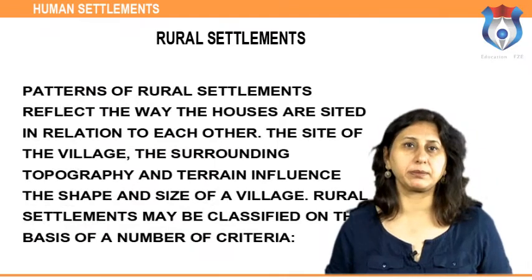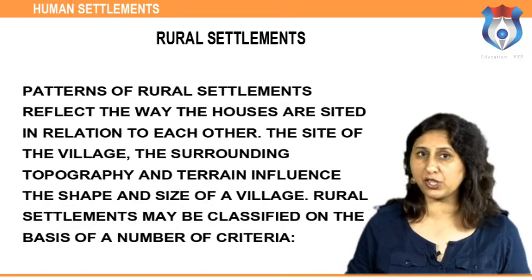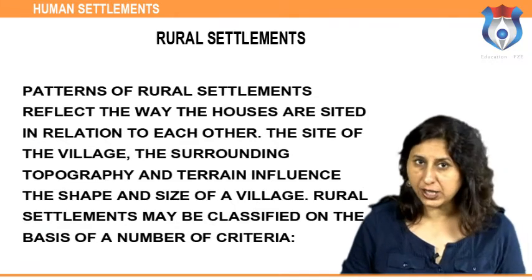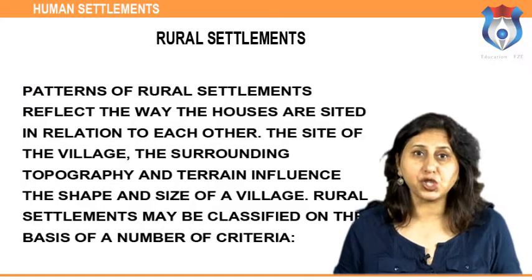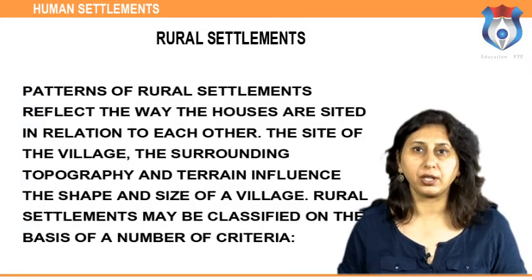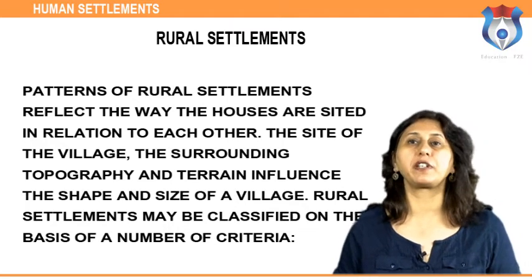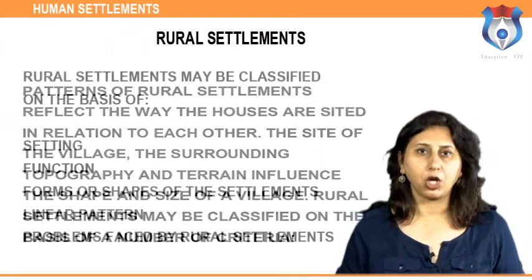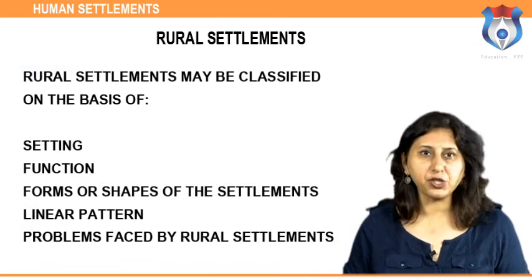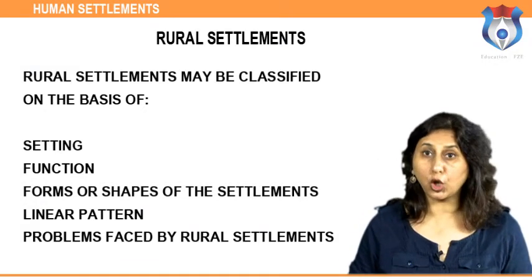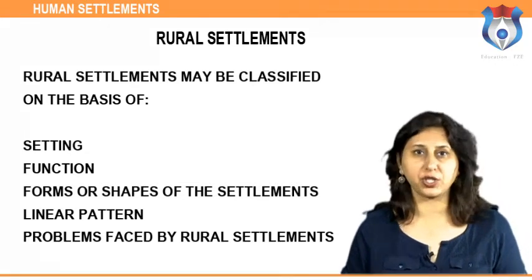Patterns of rural settlements reflect the way the houses are sited in relation to each other. The site of the village, the surrounding topography and terrain influence the shape and size of a village. Rural settlements may be classified on the basis of a number of criteria. On the basis of setting, the main types are plain villages, plateau villages, coastal villages, forest villages, and desert villages.